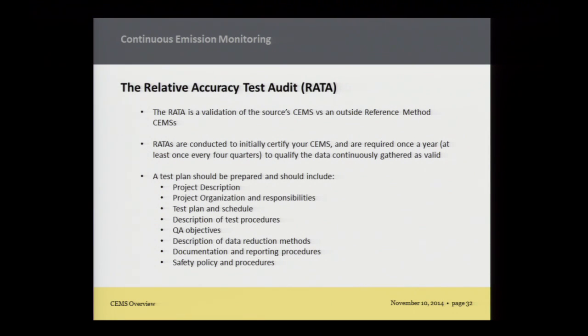So RATAs are conducted, I already said that, I'm sorry. A test plan should be prepared and should include the following: a project description, the organization and responsibilities of the facility, the plan and schedule itself, a description of the test procedures you're going to use, QA objectives, a description of data reduction methods, documentation and reporting procedures, and safety and policy procedures. Get your stack testers to write these. It's the easiest thing to do. They do them all the time. Then just check it versus the requirements of the rule. Most every company I've worked with on the stack testing side has a boilerplate of these and can knock it out pretty quick, and they're all pretty good.